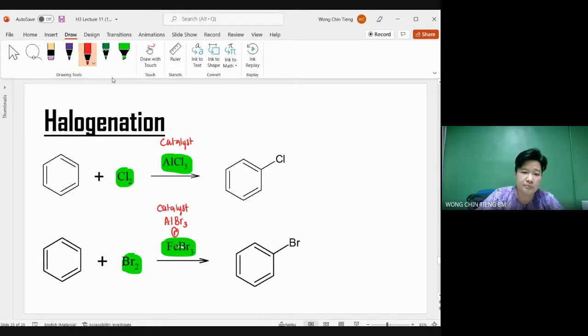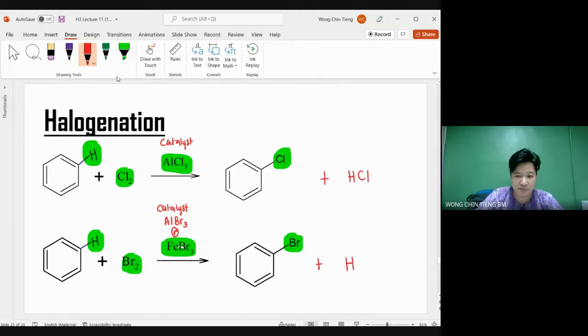I want to remind you that it's a substitution. Why is that a substitution? Because your carbon is actually holding a hydrogen. So what happens? Very easy. The hydrogen is replaced by Cl or Br. And we are not finished yet. Don't forget the byproduct: HCl, or byproduct HBr.